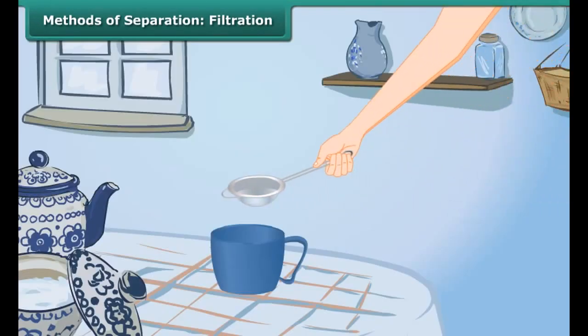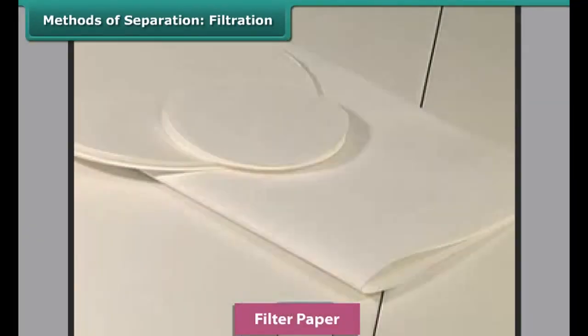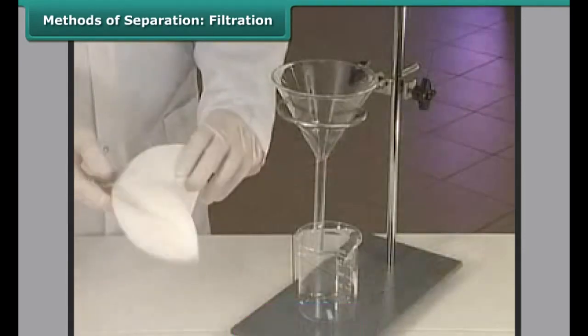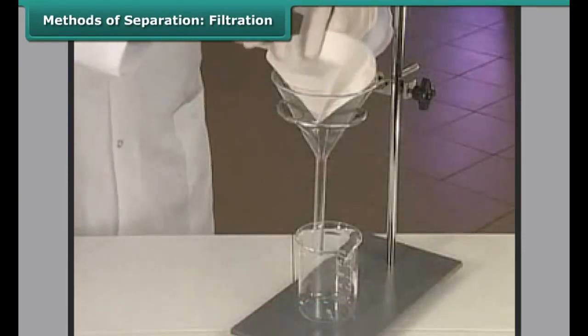Children, after preparing tea, this tea stall owner pours the mixture into the tea strainer. The tea passes through the holes of the tea strainer, leaving behind the tea leaves in it. This process of separation is known as filtration.